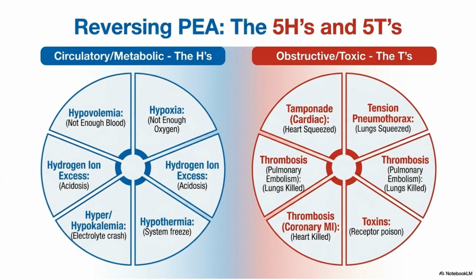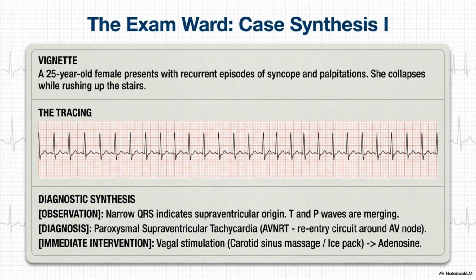To save a patient in PEA, you must fix the underlying cause. The H's: hypovolemia, hypoxia, acidosis, potassium issues, hyper or hypo, and hypothermia. The T's: toxins, tamponade, tension pneumothorax, and thrombosis, either a massive PE or a massive MI. Finally, we synthesize these into cases.